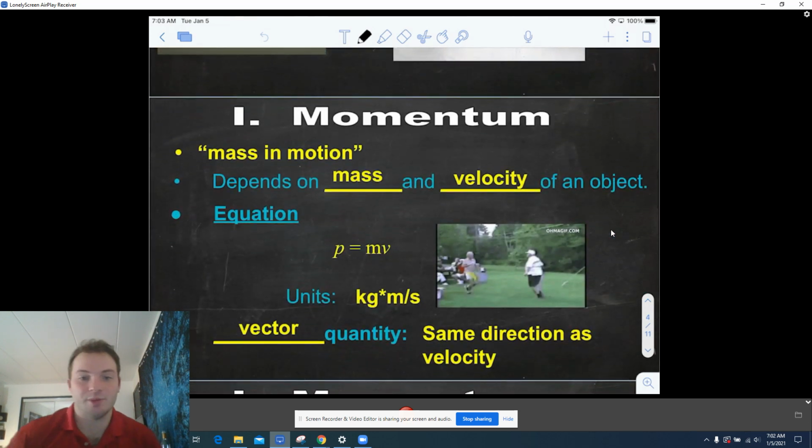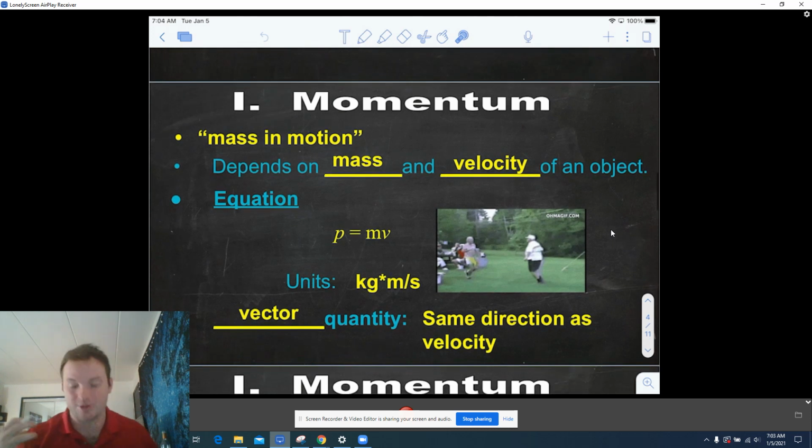So the first term is going to be momentum. This is one of those science terms where our everyday use of it is pretty close to the physics definition. Momentum is really when there's mass with some motion. So if someone's running and it's hard to stop, you might say, hey, that person had a lot of momentum. That's because they had mass and a velocity. So in physics terms, the equation for this is P equals mv.